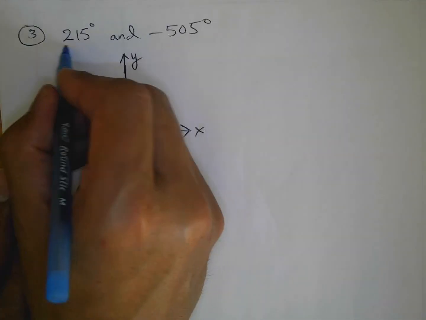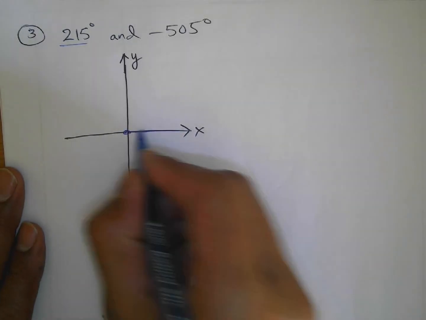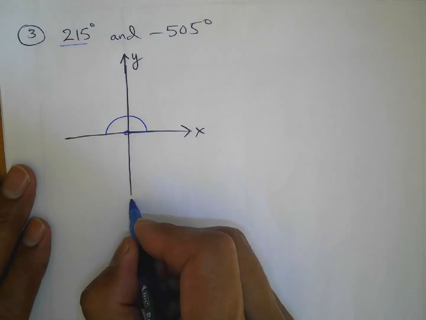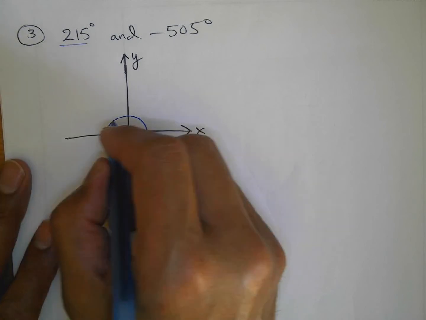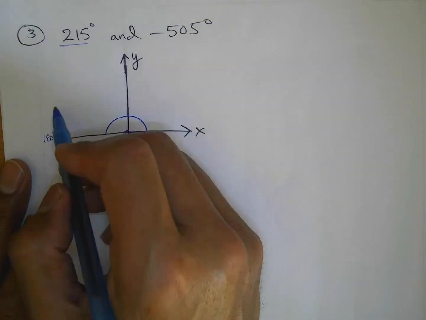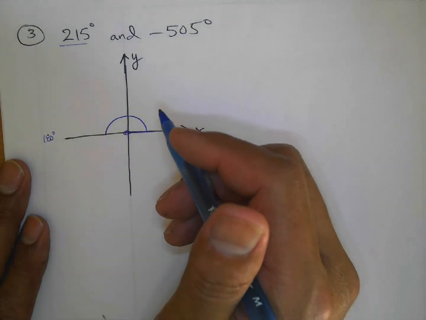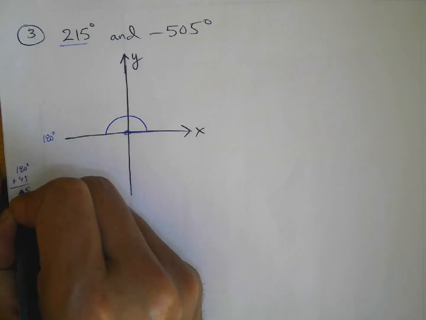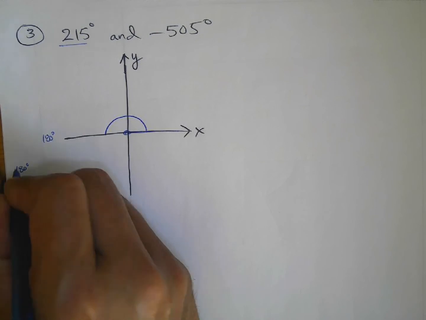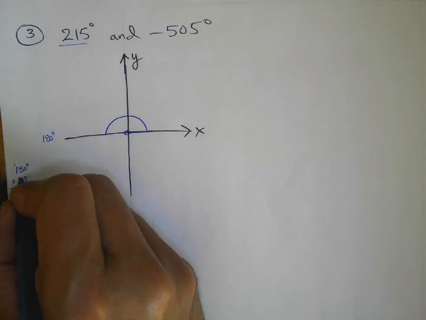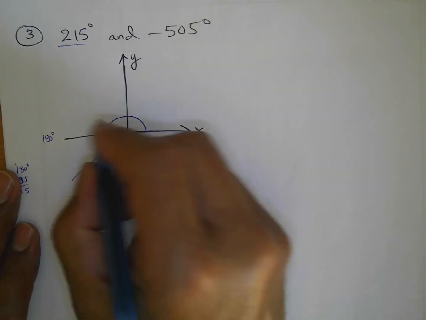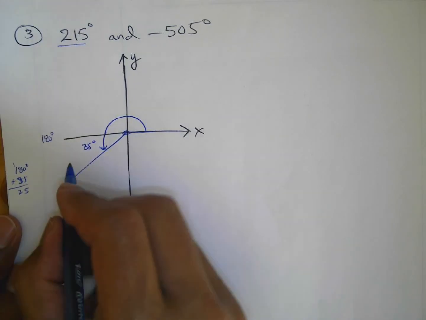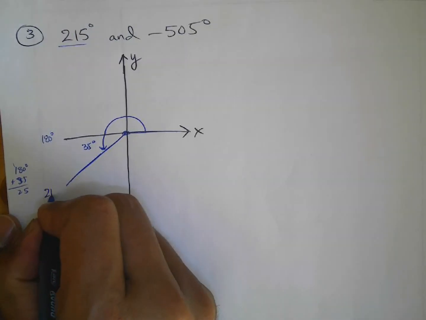Let's do 215 in blue here, so I'll start here. That's 90, that's 180. That's 270, that's too much, so 180. 215 take away 180 is 35. 35 degrees more. 180 plus 35, so this right here, this terminal side is 215.